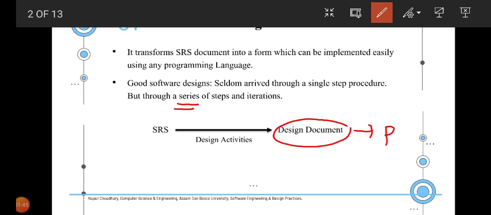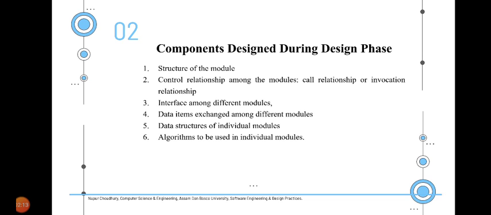So the SRS basically is dependent on design activities to be converted into a design document. These design activities can be categorized into various forms like object oriented design, function oriented design, as well as high level design, so that we achieve the maximum from a broader as well as from a detailed perspective. Now, what should be the components which we need to design during the design phase?